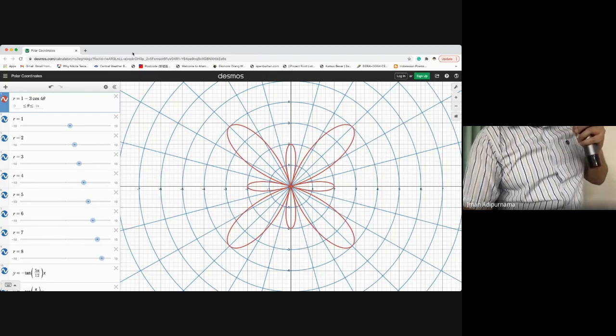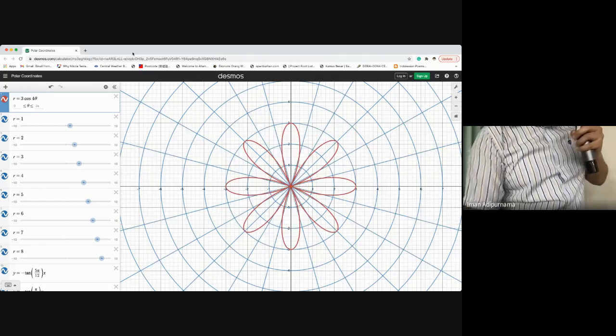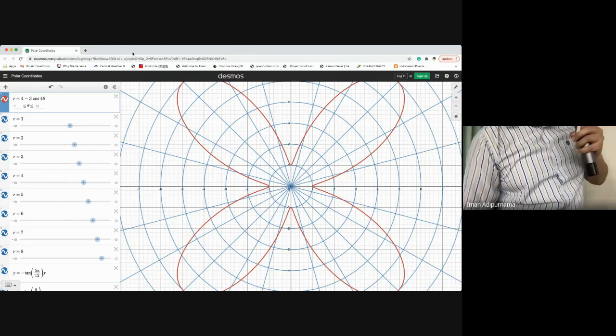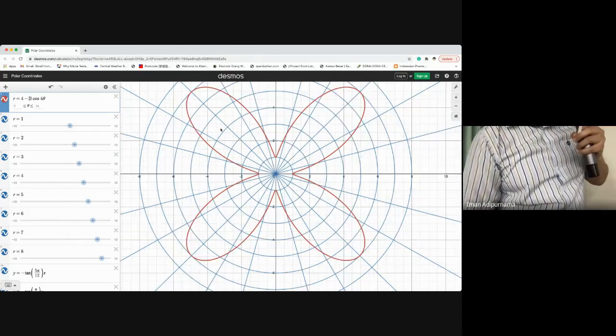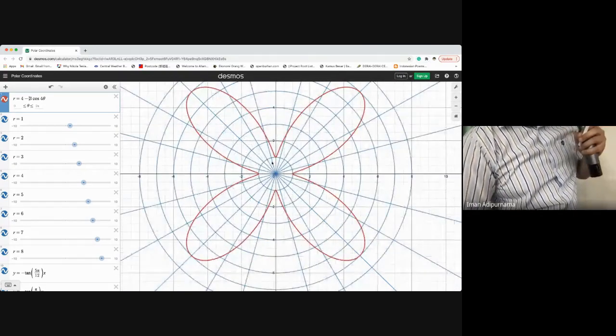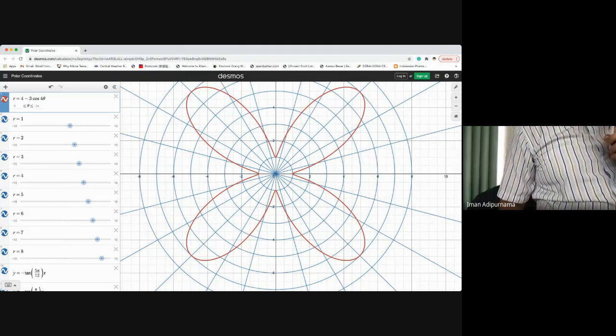And if I change this, it will be different if this is 4 minus. Okay, I think that is for the Desmos, and we could just close this.